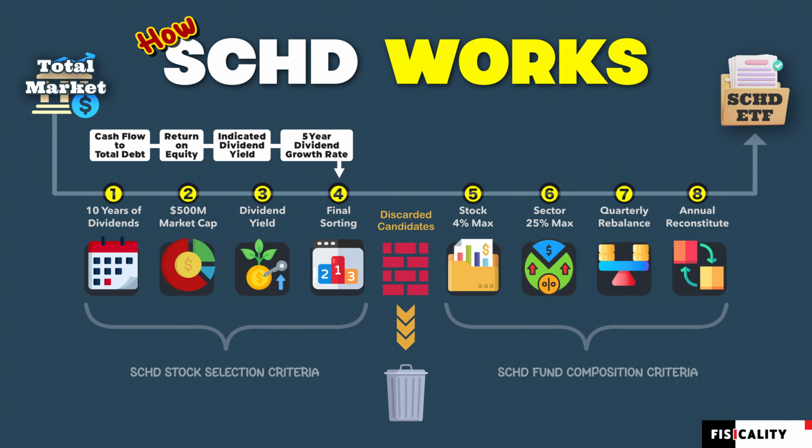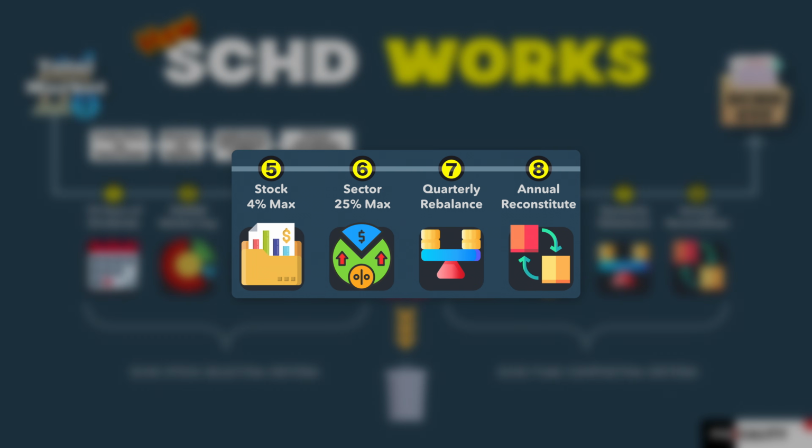These first 4 steps conclude the stock selection portion of the process. All stocks that didn't pass screening were placed in the discarded candidates bucket, which can now be emptied. After that comes the last 4 steps, which comprise the tasking to finalize the fund composition.